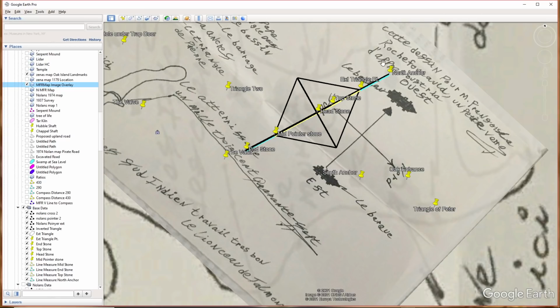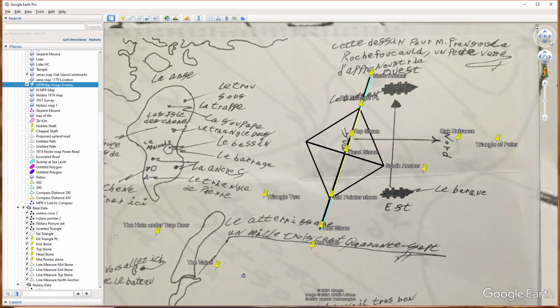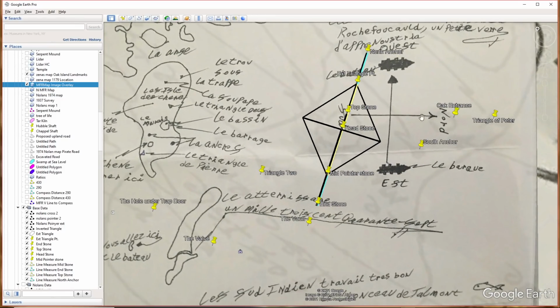So anyway, what we're going to do today is we're going to look at the south anchor, the oak entrance, or the oak, I should say. We already have established the north anchor, and we're going to look at the triangle of Peter. So before I do that, let's put up, just for everybody to see, this is the entirety of the Rochefoucauld document. And what we were looking at was this blown up.